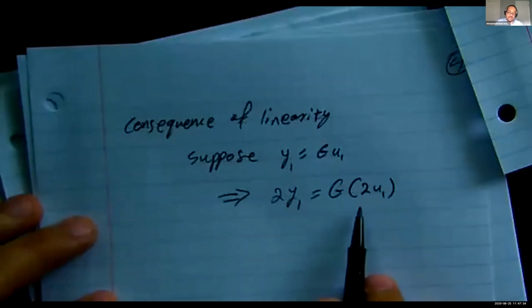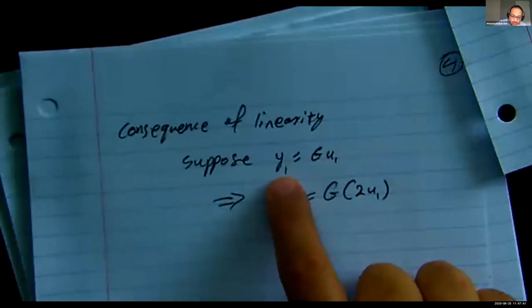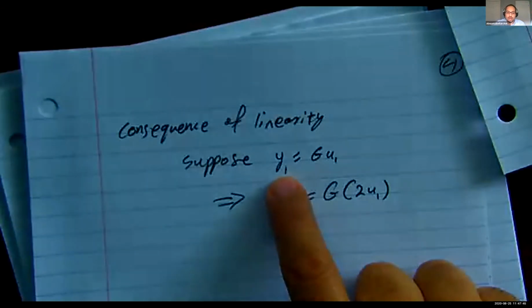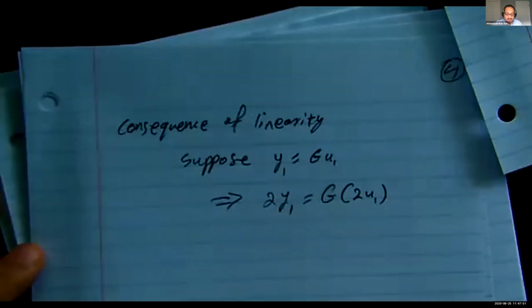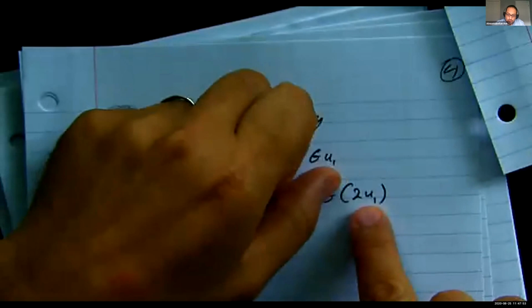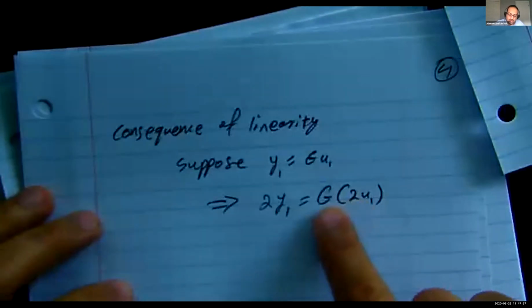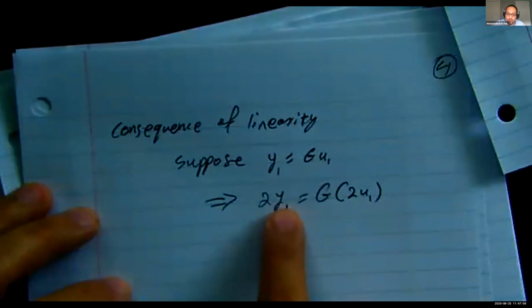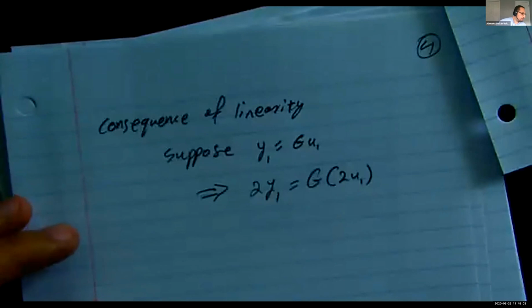So what this means is, if I give the system U1, it will give me Y1, okay? Let's say I take that Y and I multiply it by 2. Okay, keep it now aside. Then I take the U1 multiplied by 2, apply it to the system. It should give me 2Y1. Okay, that's the definition of linearity.